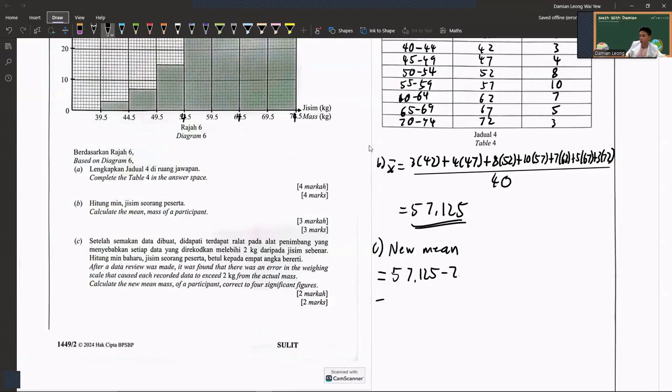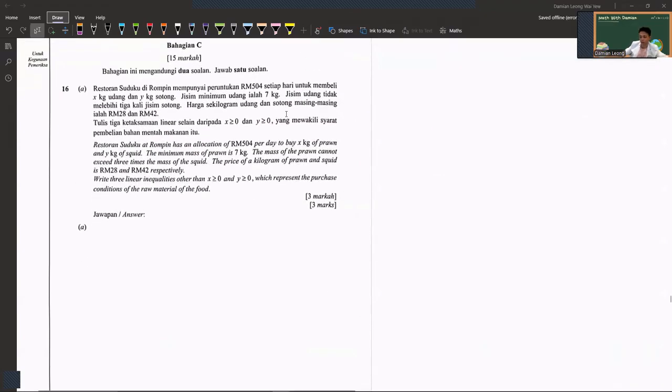They say correct to 4 significant figures. So 55.13. Yeah. Okay, 55.13 kg. That's question 15. Now, question 16.